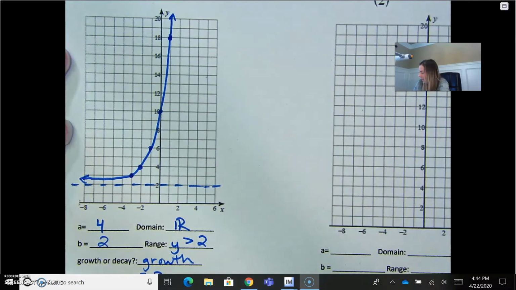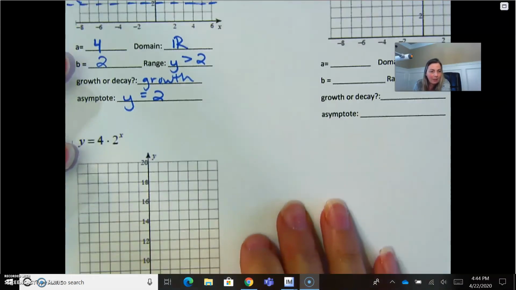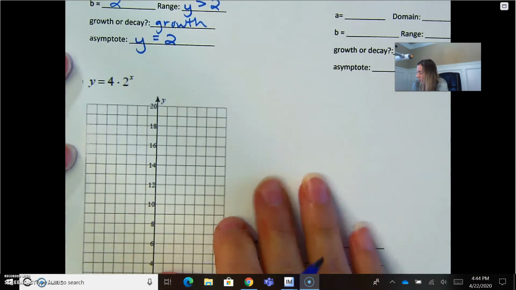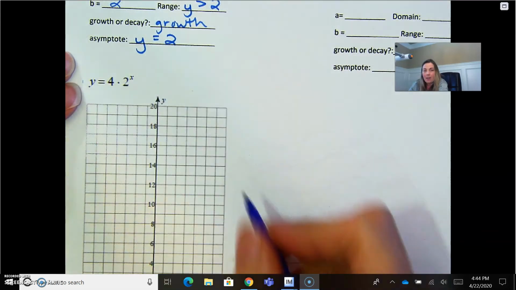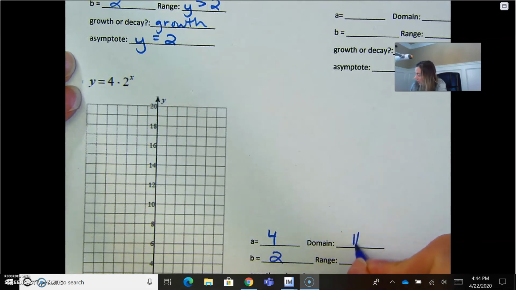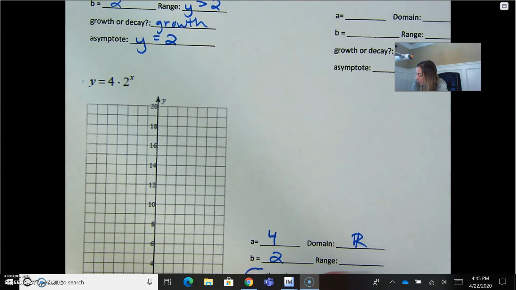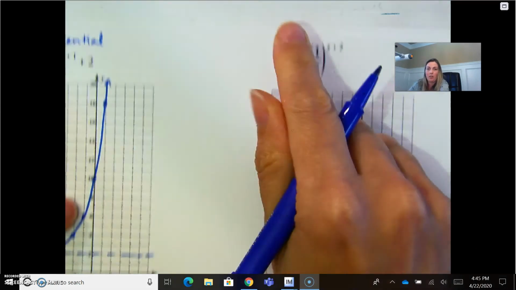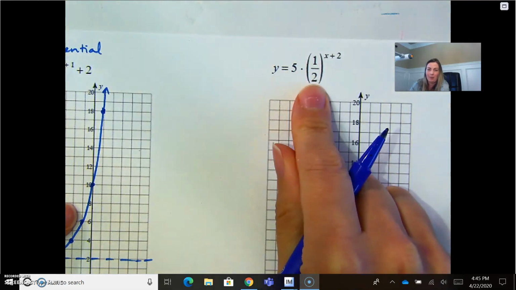All right. And let's see if I can beat the timer here and do this last problem right here. Our a value is 4. The base is 2. Domain is all real numbers. Since the base is 2, that means we are growing. If you kind of spot check over here, the base of 1/2, that's an example of decay. All right, so this one's growing.